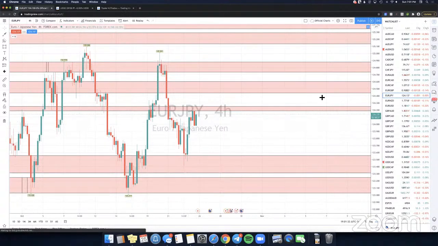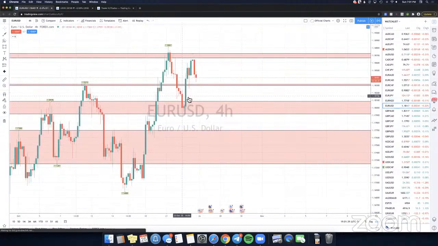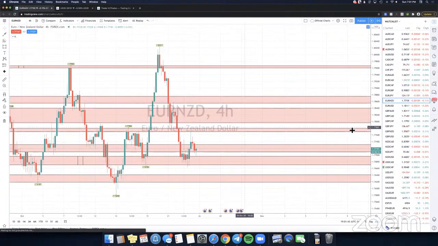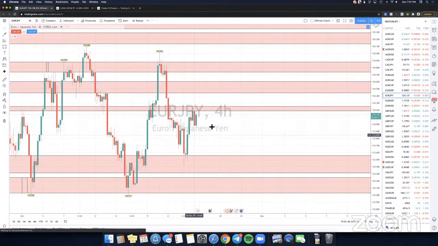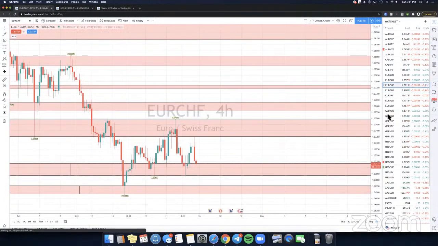EJ, it's doing the same thing as EG. So you can see here that there's no clear correlation. You can see that the euro pairs are kind of going in both directions. EU is going down, Euro NZD is going down, Euro JPY is going up, EG is going up. So I wouldn't consider this a safe trade.